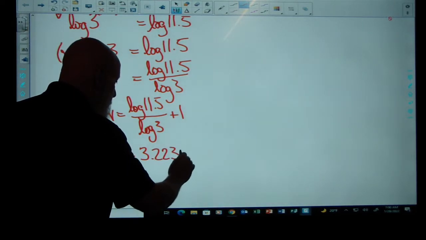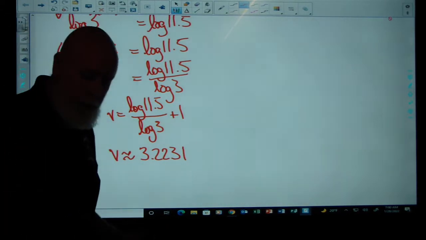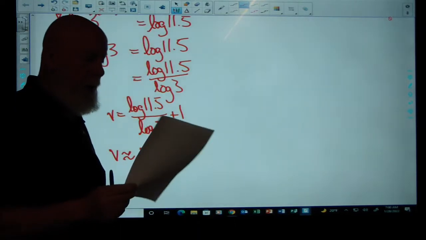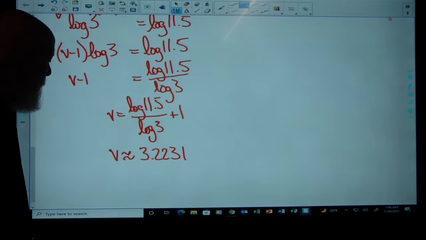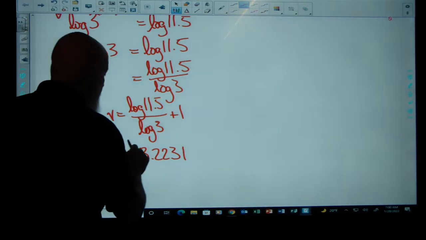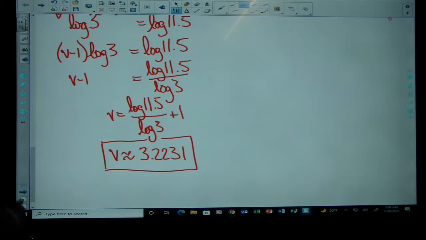3.2231. Rounding to the nearest 10,000th. That's the 4th decimal place. And let's see if I got it right. 3.2231. Yay! I can't believe it. I haven't made a mistake yet with my arithmetic and equation solving skills.